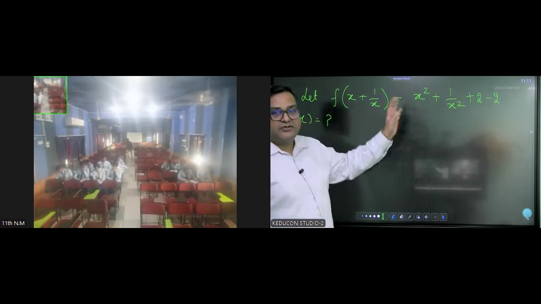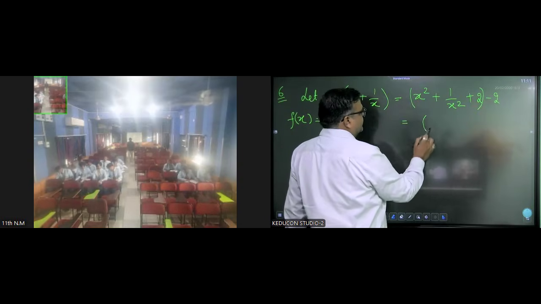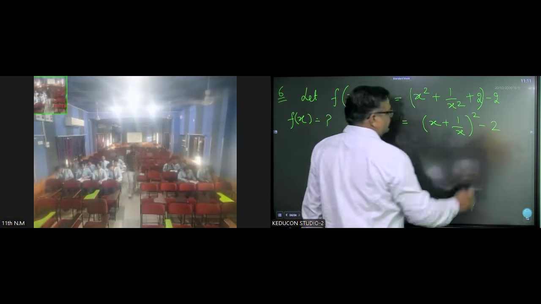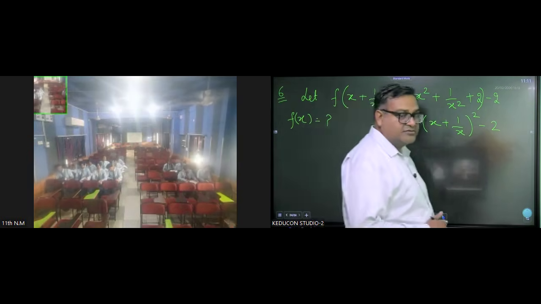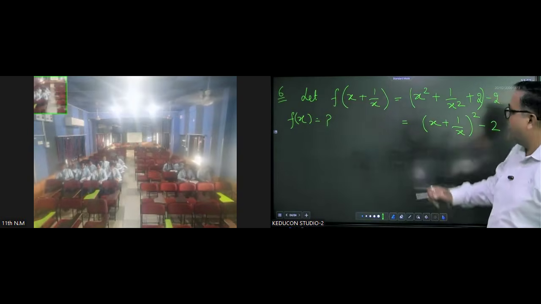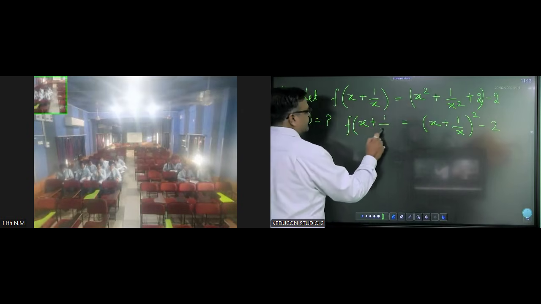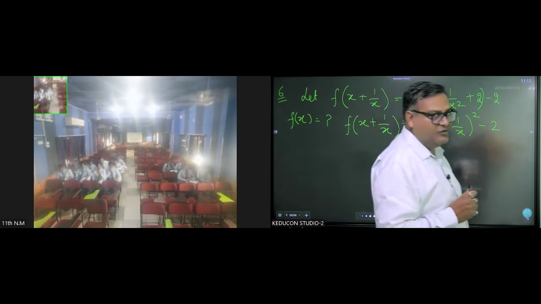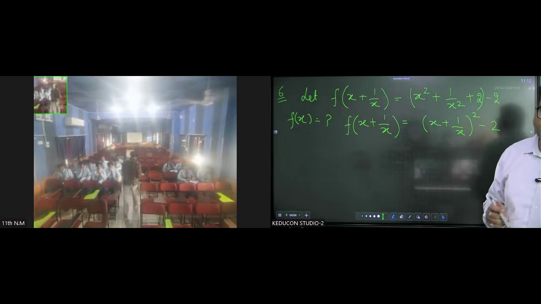बच्चों हमने 2 ऐड कर दिया और 2 सब्ट्रैक्ट कर दिया. Now if you see this part, this is the identity of x plus 1 by x whole square. Yes or no? Is this clear? बच्चों, is this clear or not? Yes. Now can you see something? Now can you tell me what will be fx? Yes. Can anybody tell me what will be fx now? Yes, anyone?